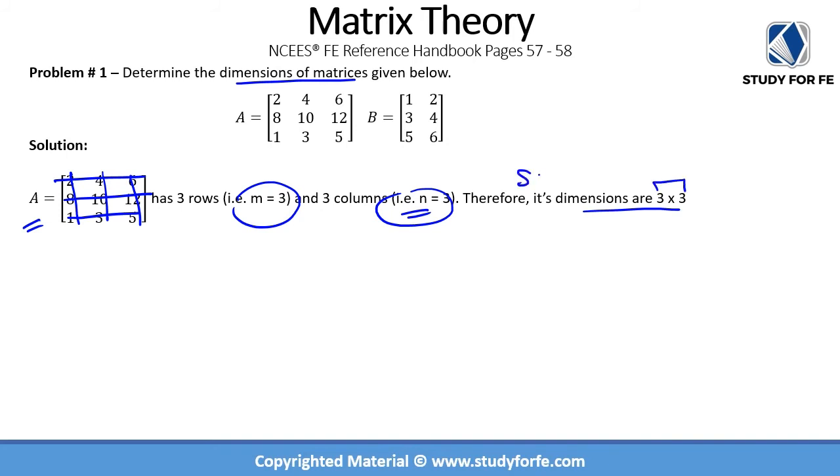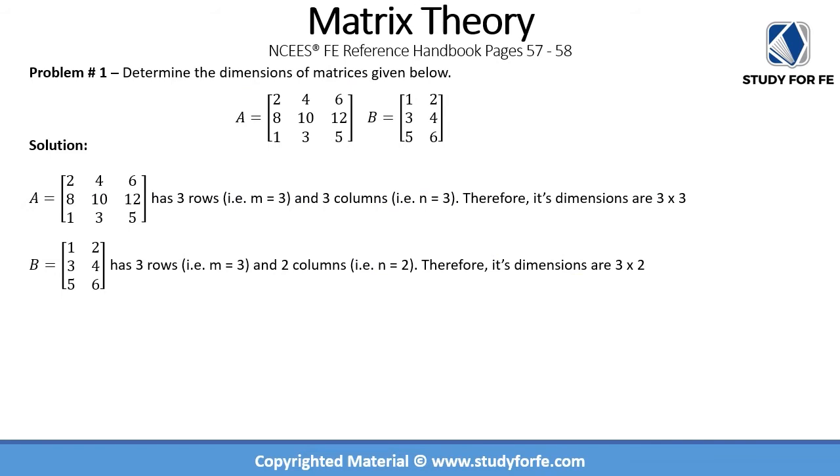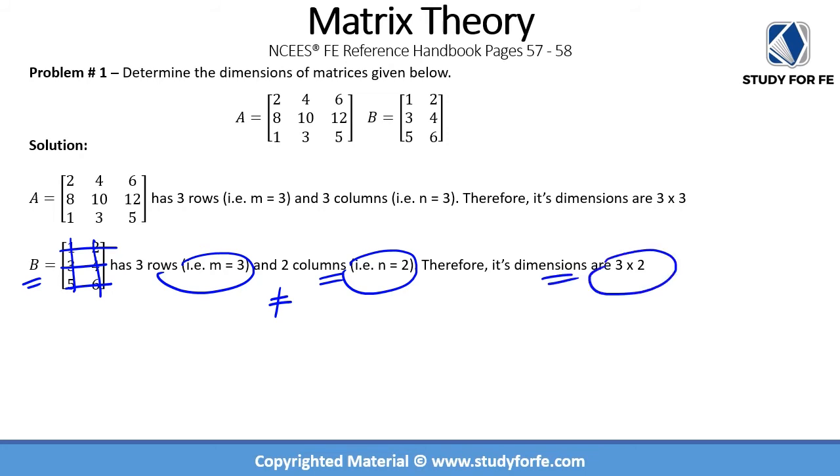This is an example of a square matrix because the number of columns and number of rows are equal to each other. In the case of matrix B as well, we can count the number of rows as 1, 2, and 3, and the number of columns as 1 and 2. So it has m equal to 3 rows, but the number of columns is n equal to 2. It is not an example of a square matrix because the number of rows is not equal to the number of columns. Its dimensions are 3 by 2 and it is a rectangular matrix.